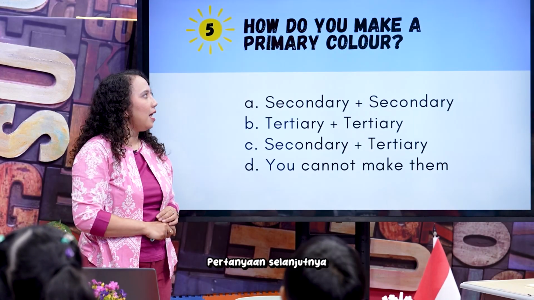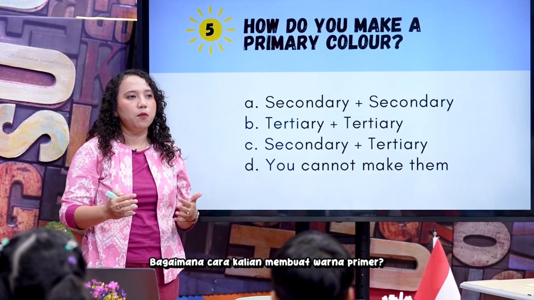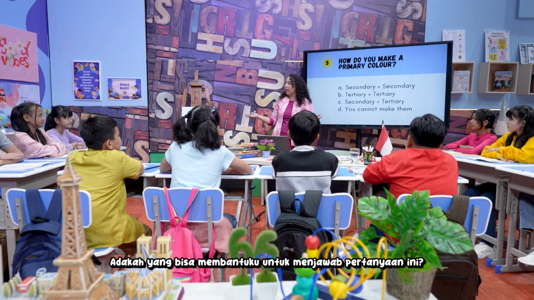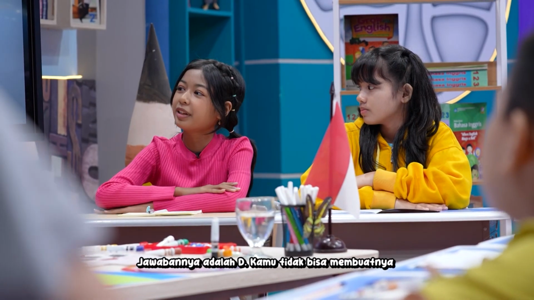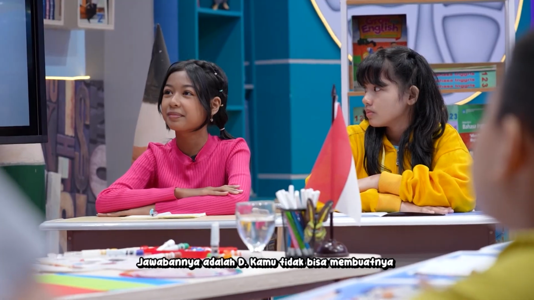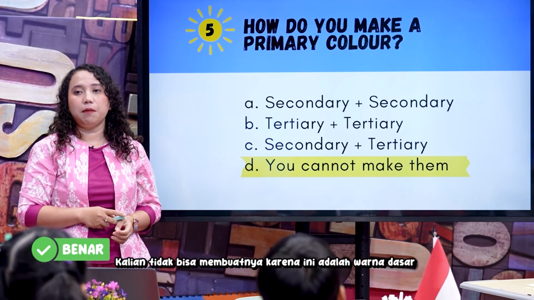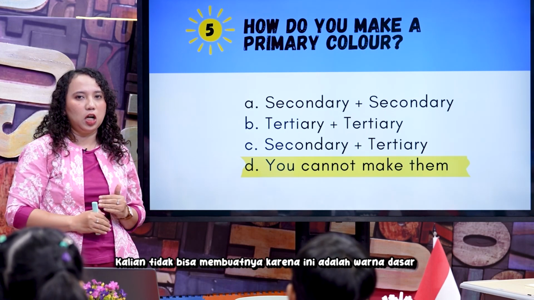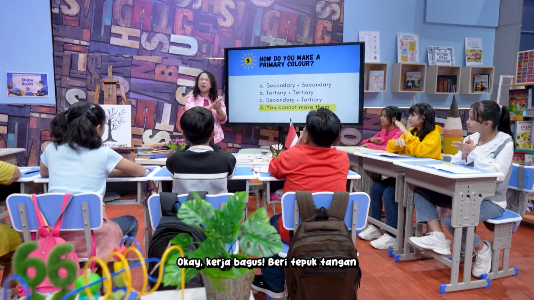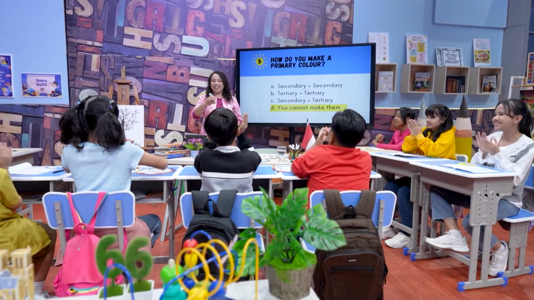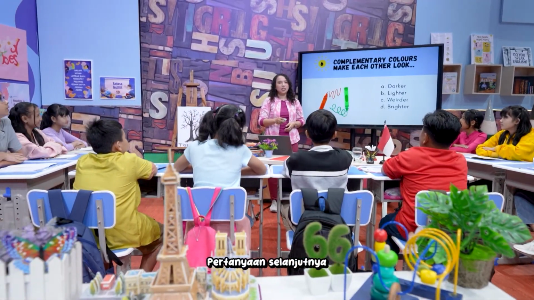Next question. How do you make a primary color? Anyone can help me with this question? Me, Miss. Yes? The answer is D. You cannot make them. Yes, very good. You cannot make them because this is the basic color, okay? The three colors, remember? Okay, good job. Give applause. You're so excited, yeah? Okay, next question.